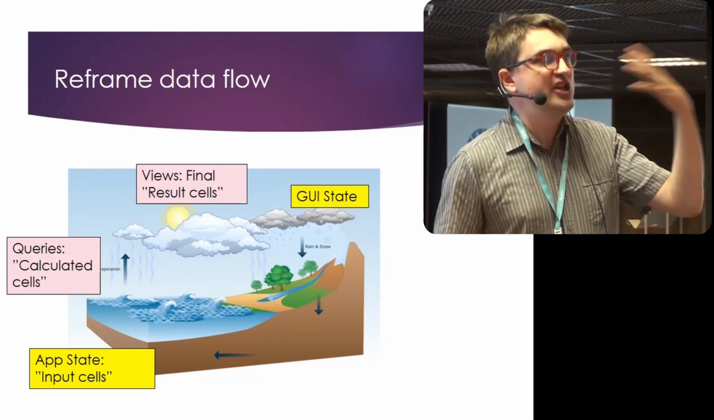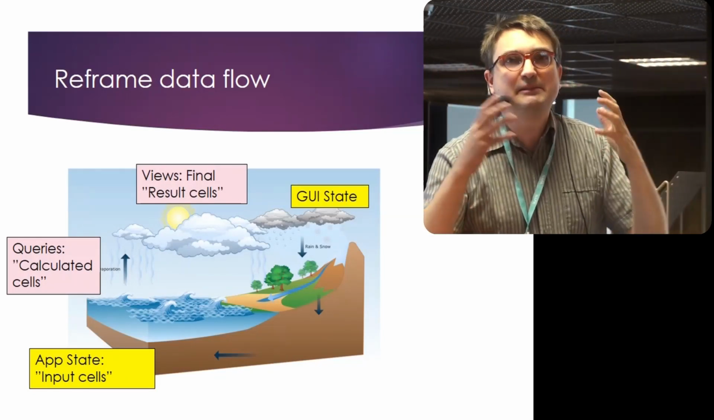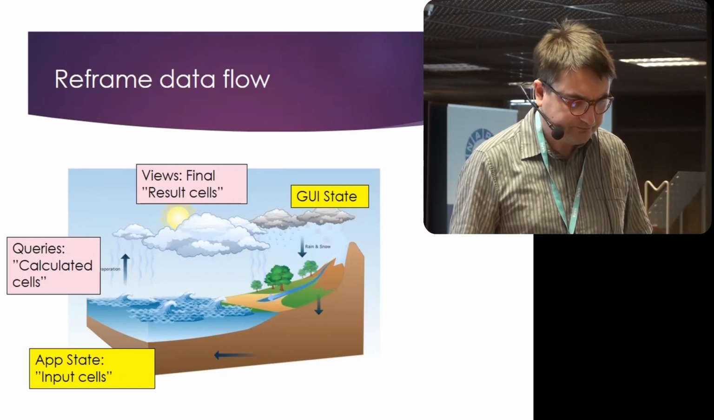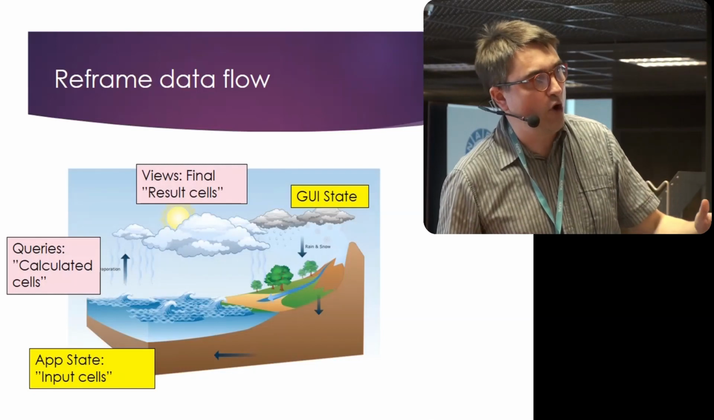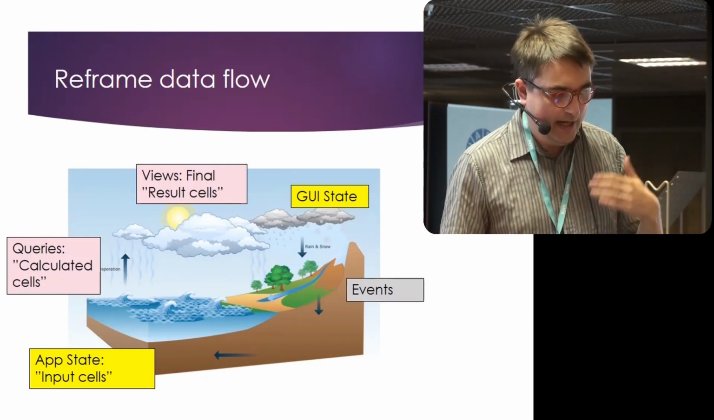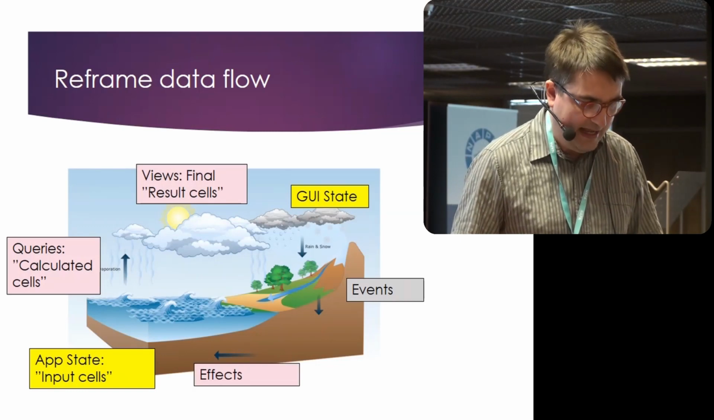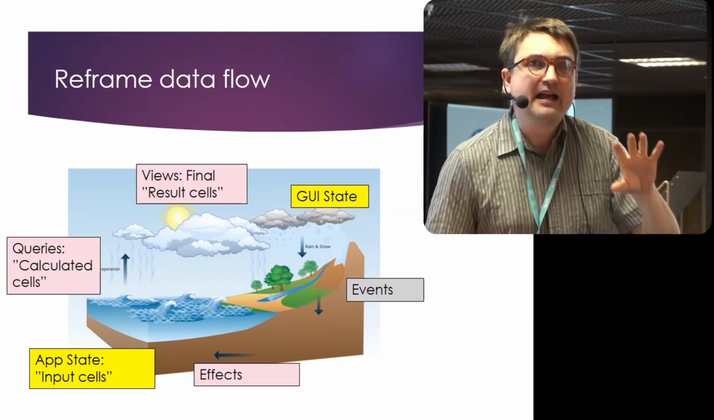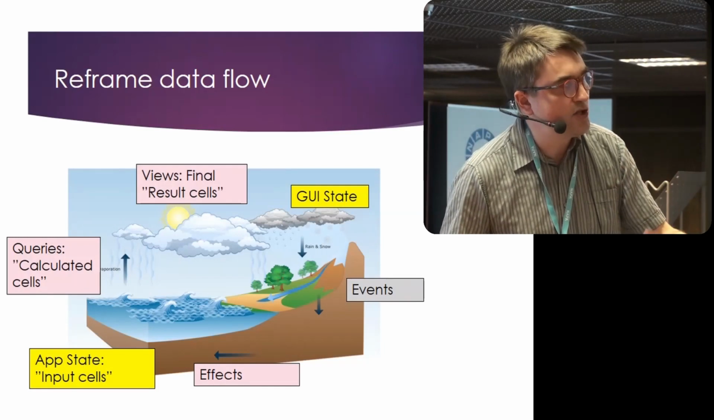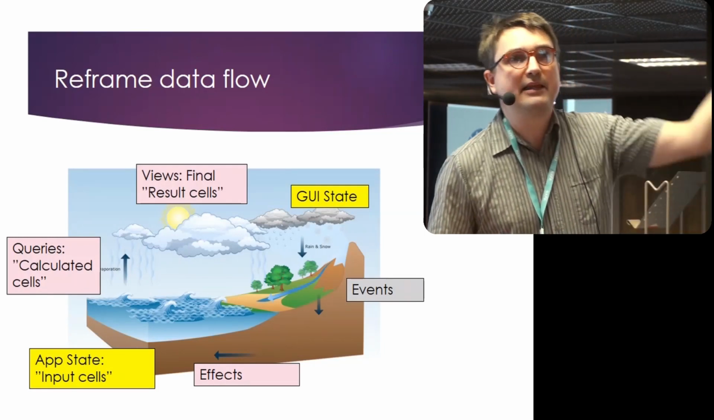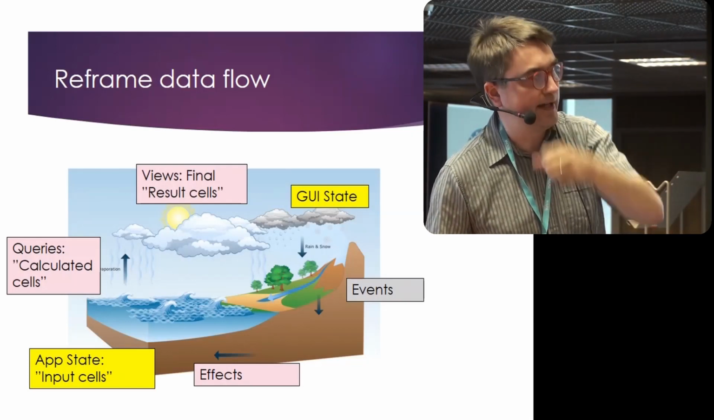And finally, there's the GUI state. This is actually the HTML page that you see and that the views represent. And then the other side of the flow comes from the user interaction. So the user is clicking something or changing some value, and we get events. And then we write functions that map those events into effects, which change the application state in a functional way. And then we come back to the origin, and the next cycle can begin.